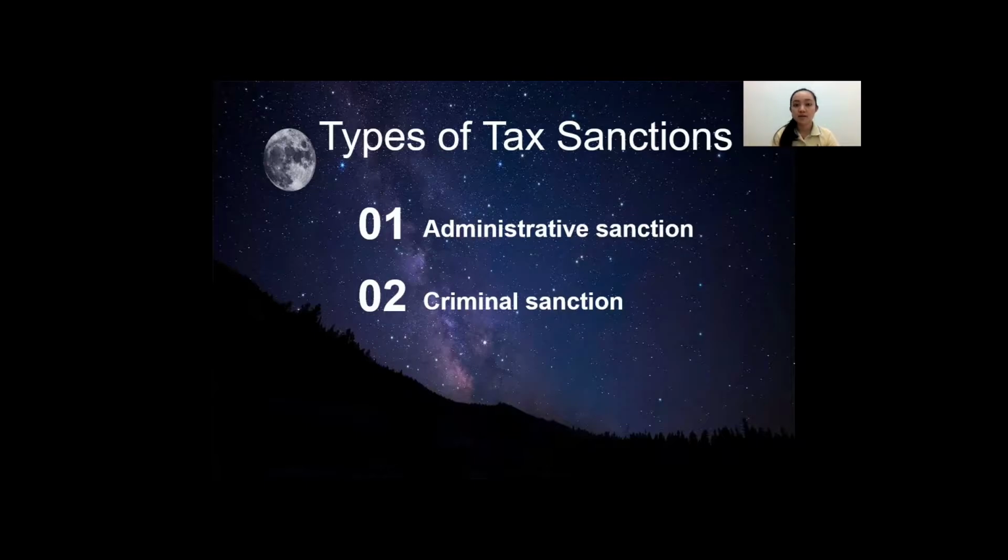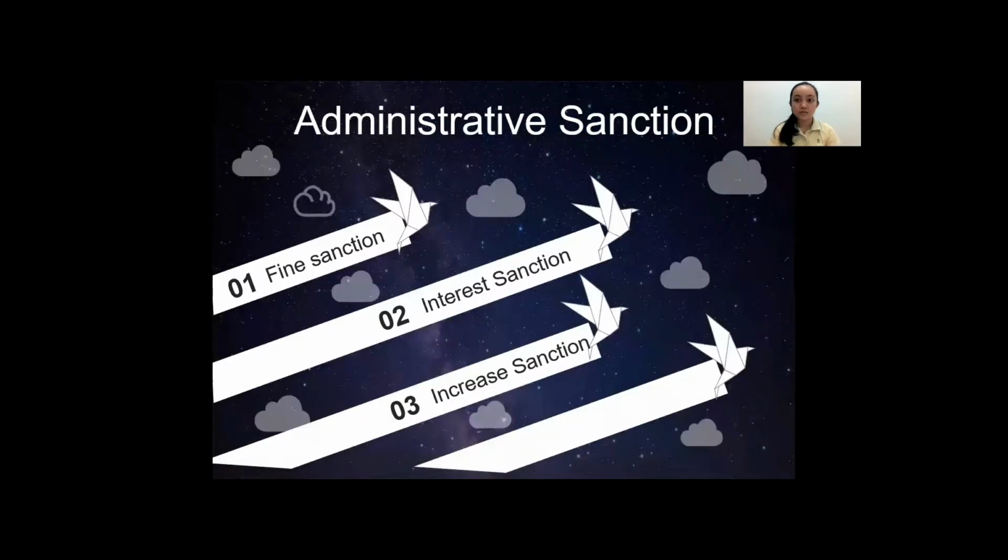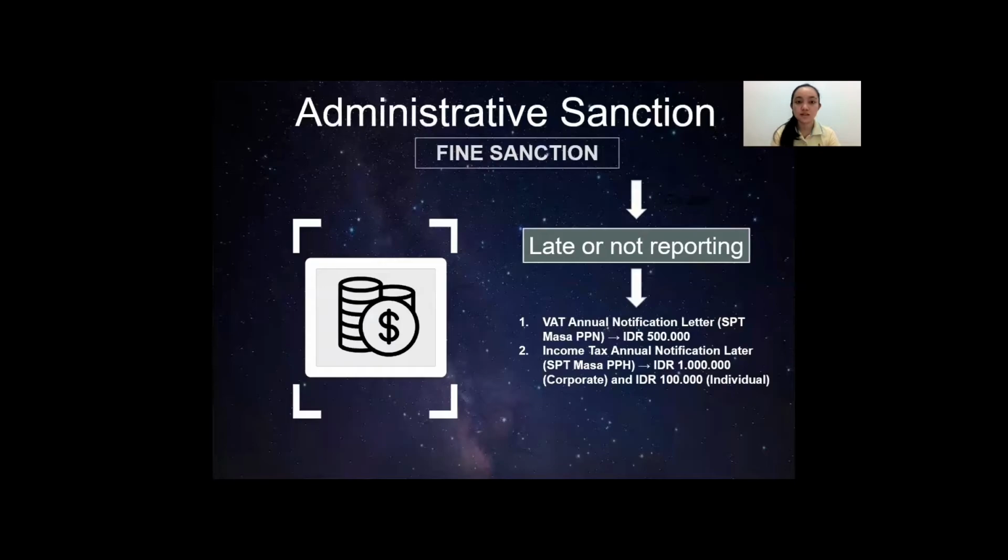There are two types of tax sanction: administrative sanction and criminal sanction. Administrative sanction is divided into three types of tax sanction. The first one is fine sanction, the second is interest sanction, and the last one is increase sanction. Let's see what these three sanctions are. So the first one is fine sanction.